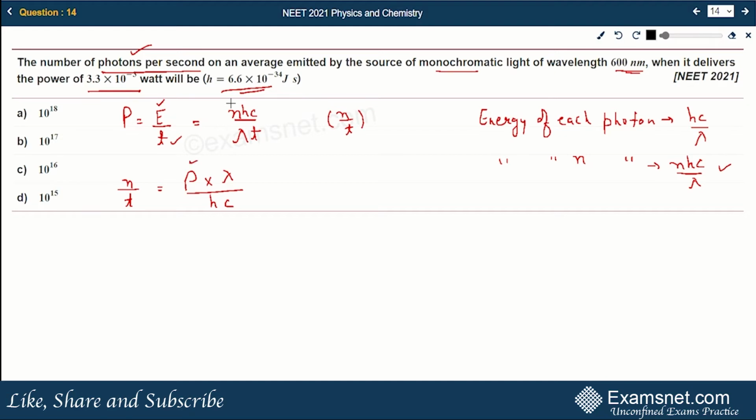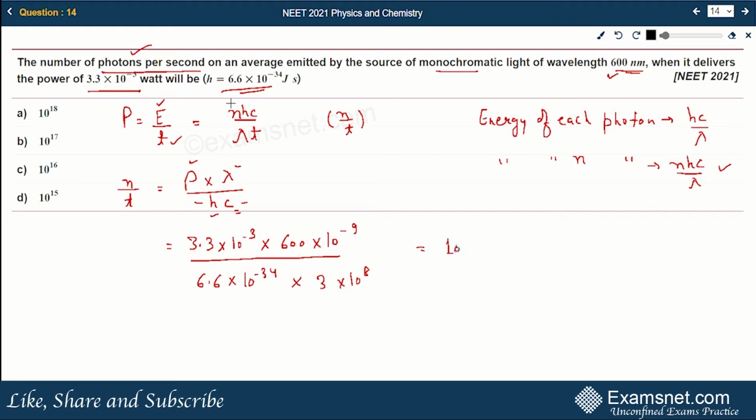Now let's put the values of power, lambda, h and c. Power is given as 3.3 into 10 to the power minus 3. Lambda is given as 600 nanometer, so we can write 600 into 10 to the power minus 9 meter, divided by Planck's constant, and you can remember the value of Planck's constant as 6.6 into 10 to the power minus 34, into c, the speed of light, which is 3 into 10 to the power 8. If you solve this, you will get 10 to the power 16. So the correct answer will be 10 to the power 16, that is option C.